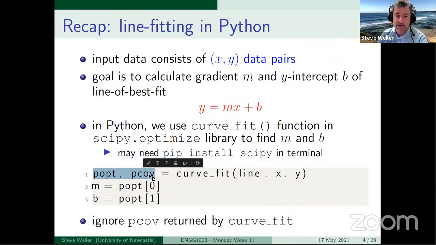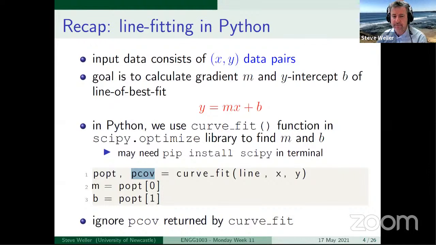It contains the gradient and the offset. The curve fit function also returns this second array, p-cov. We're not interested in that in this course. We need to include it there because the curve fit function is going to return two values, but we just ignore the array that's returned.